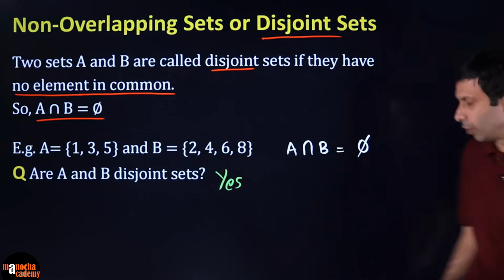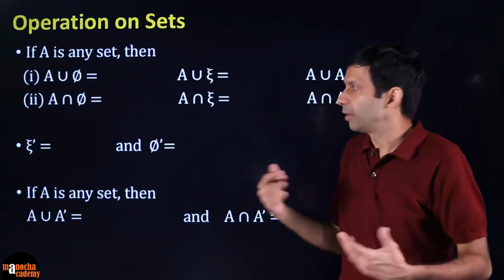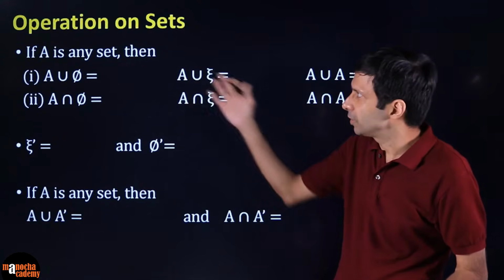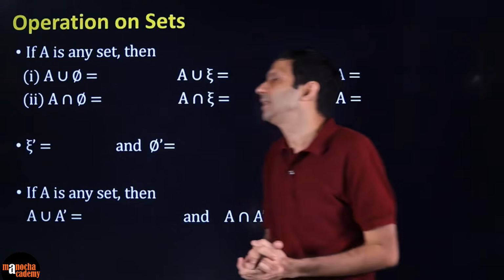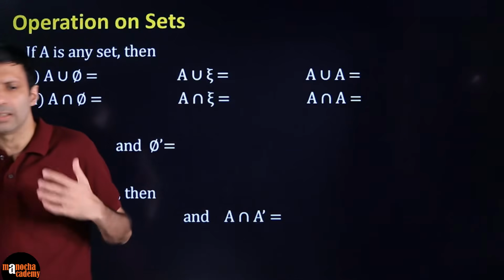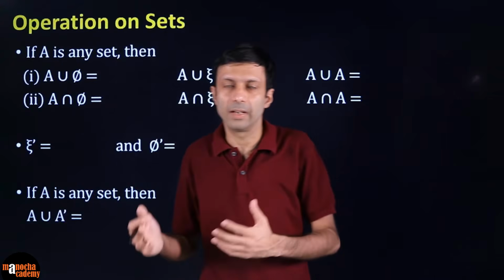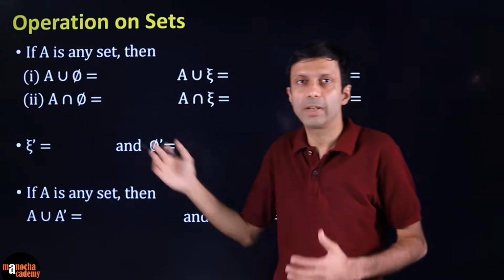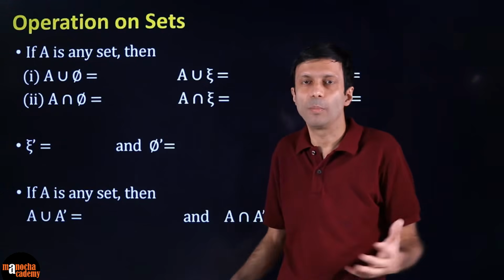Definitely they are disjoint. Operations on sets. We have discussed many operations. Now let's look at some important notes here, that if you take any set A, usually, more than learning it from your textbook, or if it's being taught in school or given in your textbook, first understand it. Don't try to just memorize these as formulas. These are not formulas.